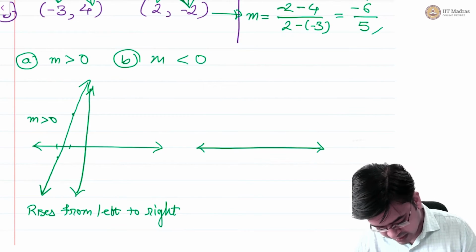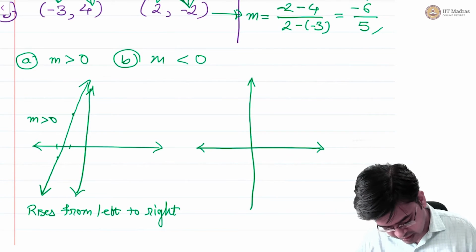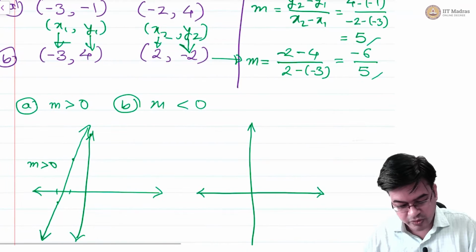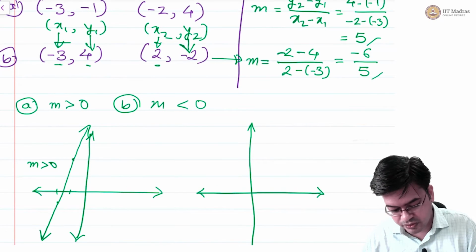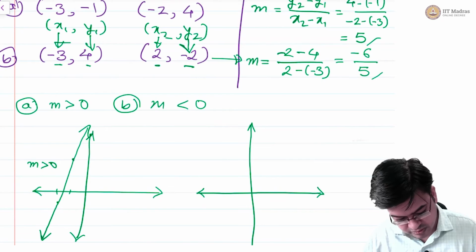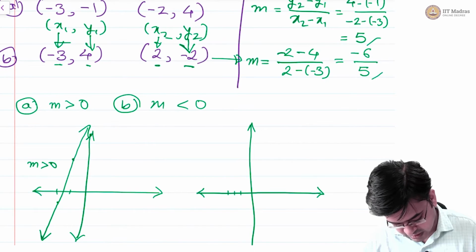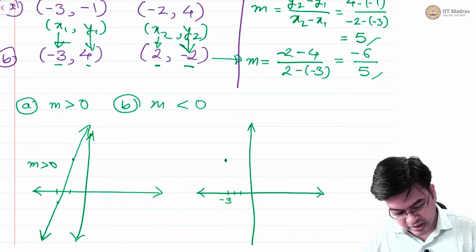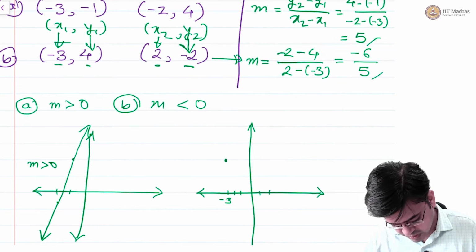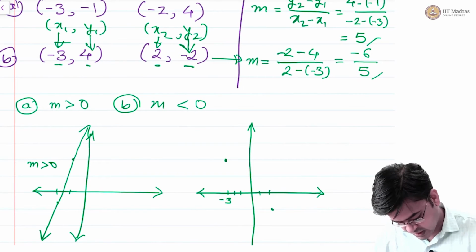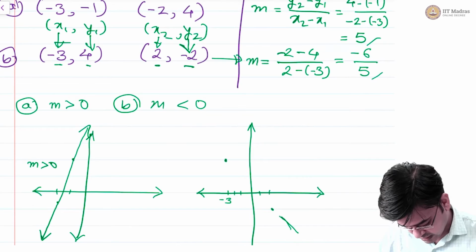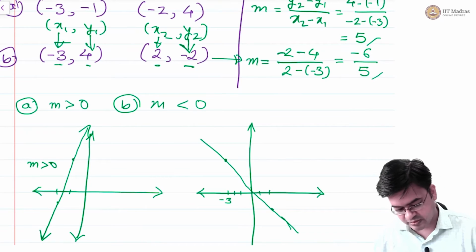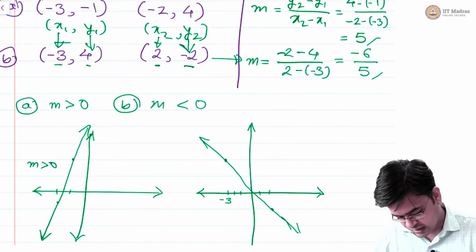Let us look at the second problem, where the slope of the line is negative. So the points were -3, 4 and 2, -2. So it is -3 over here and 4 over here, and the other point is 2 units on the right and -2 units down. That will be somewhere here, and I have to draw a line passing through these points. This is not actually passing through the origin, slightly above the origin. Okay, so this is the line.